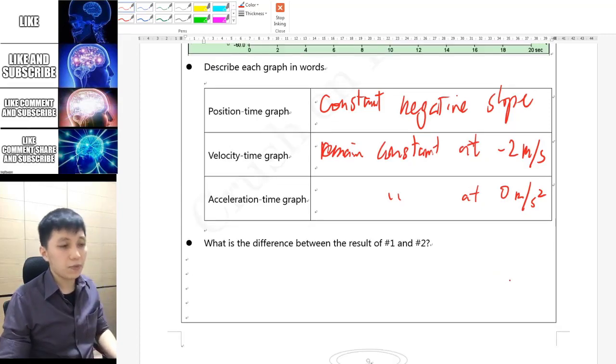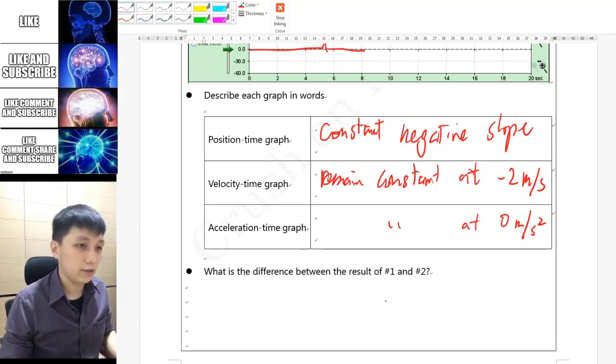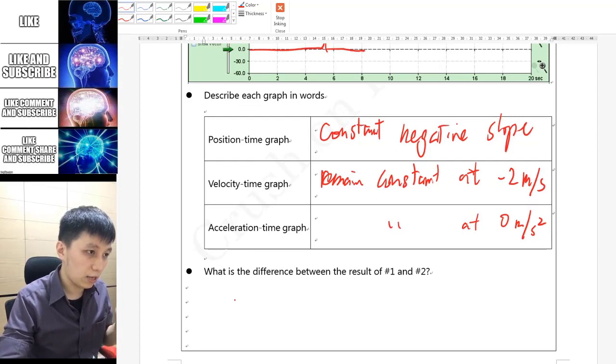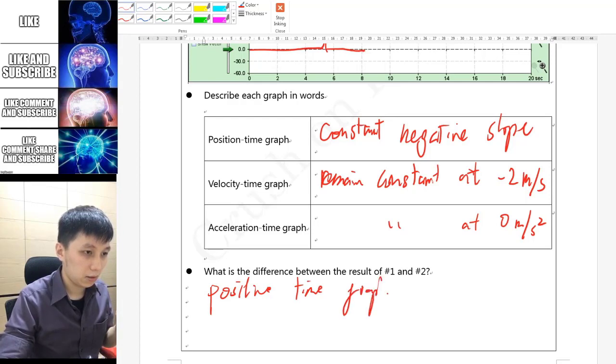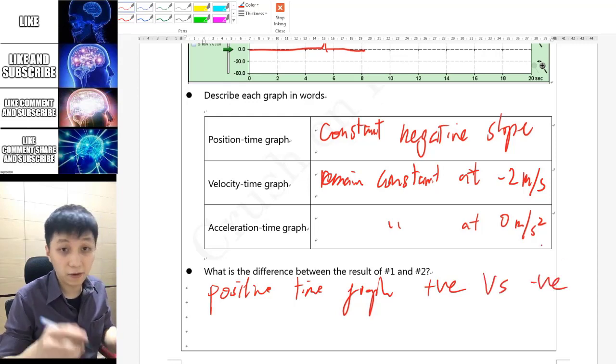Okay, so it asks you about the difference between result 1 and 2, and so basically it is to say the position time graph is going to be a positive versus a negative slope.